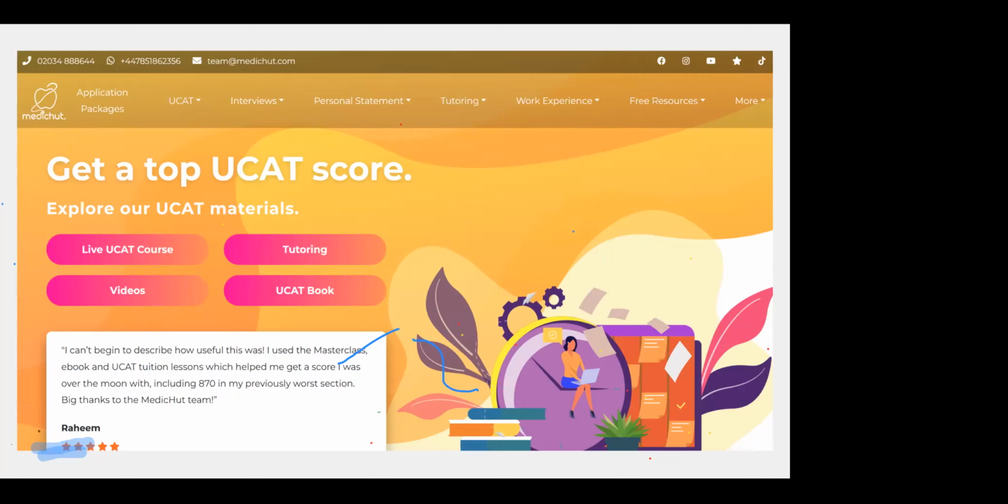Medify or MedEntry? I personally used Medify when it came to having a large question bank. So I'm not actually sure about MedEntry. I can't really comment on it.